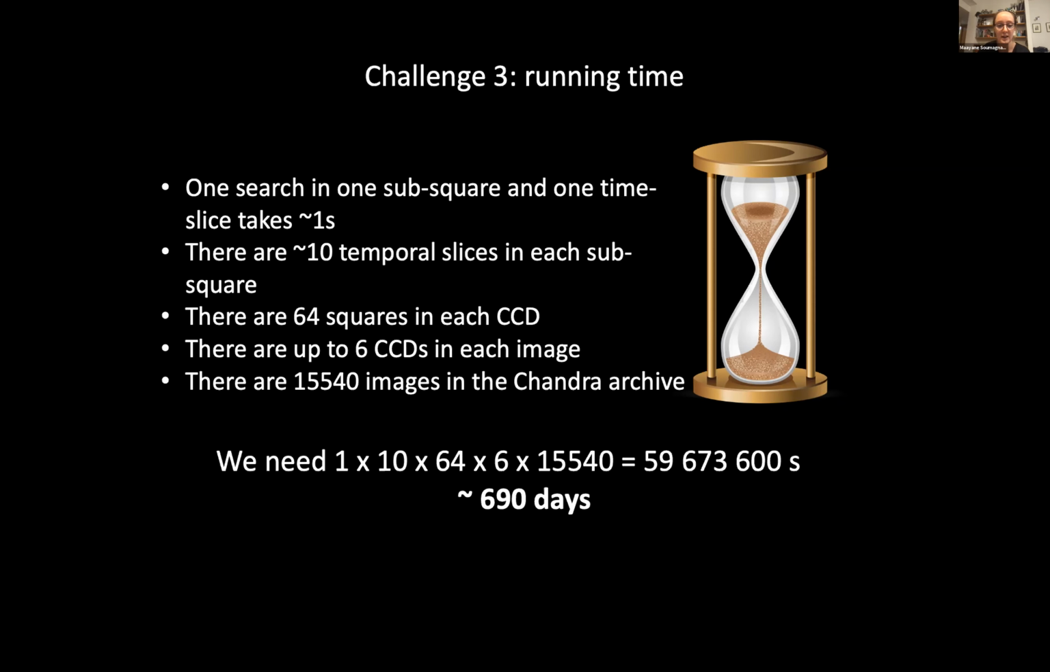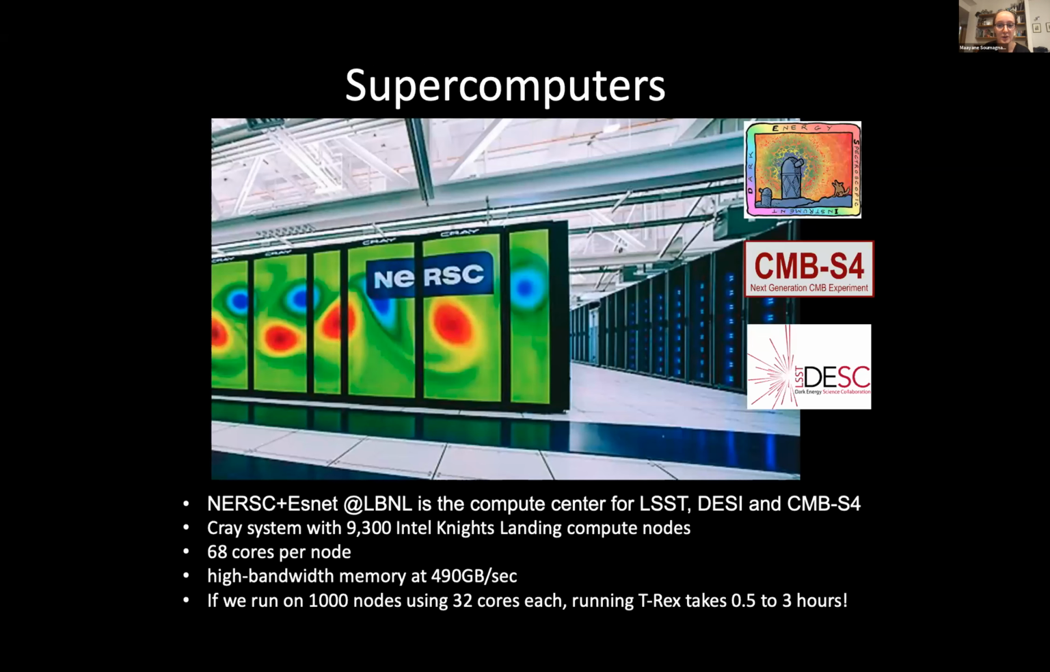So to overcome this challenge, we have been running our code on the NERSC supercomputer hosted at the Lawrence Berkeley National Lab. It's a great resource that allows massive parallelization of codes. So if we run T-Rex on 1,000 nodes using 32 cores each, which is quite standard on NERSC, our 2-year task takes only a few hours.